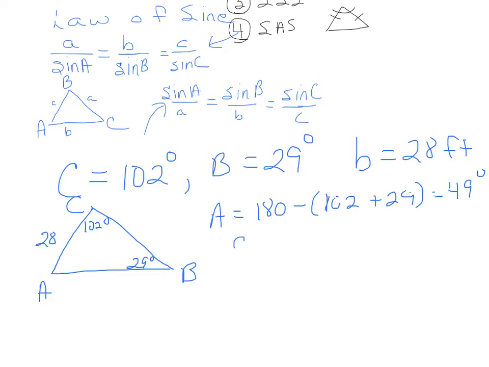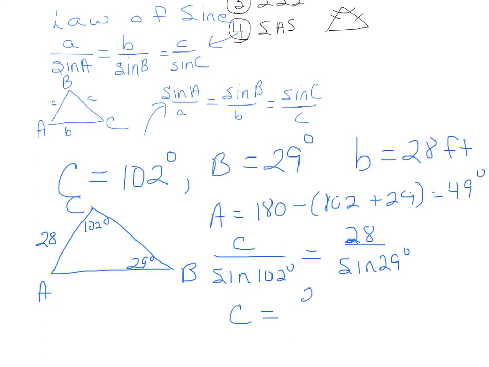So if we have C over the sine of 102 degrees equals 28 over the sine of 29 degrees. So I want to find side C. We're going to multiply 28 times the sine of 102 over the sine of 29 degrees. Be sure that you close your parenthesis, because your calculator opens up a parenthesis. Be sure you close it. You don't have to put degree in there.